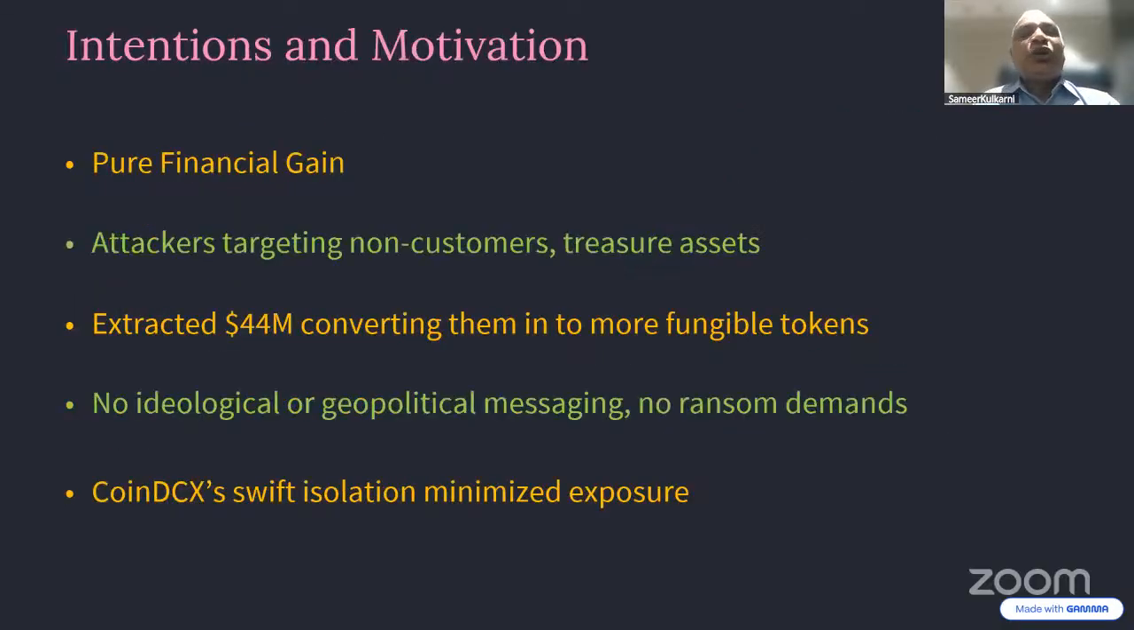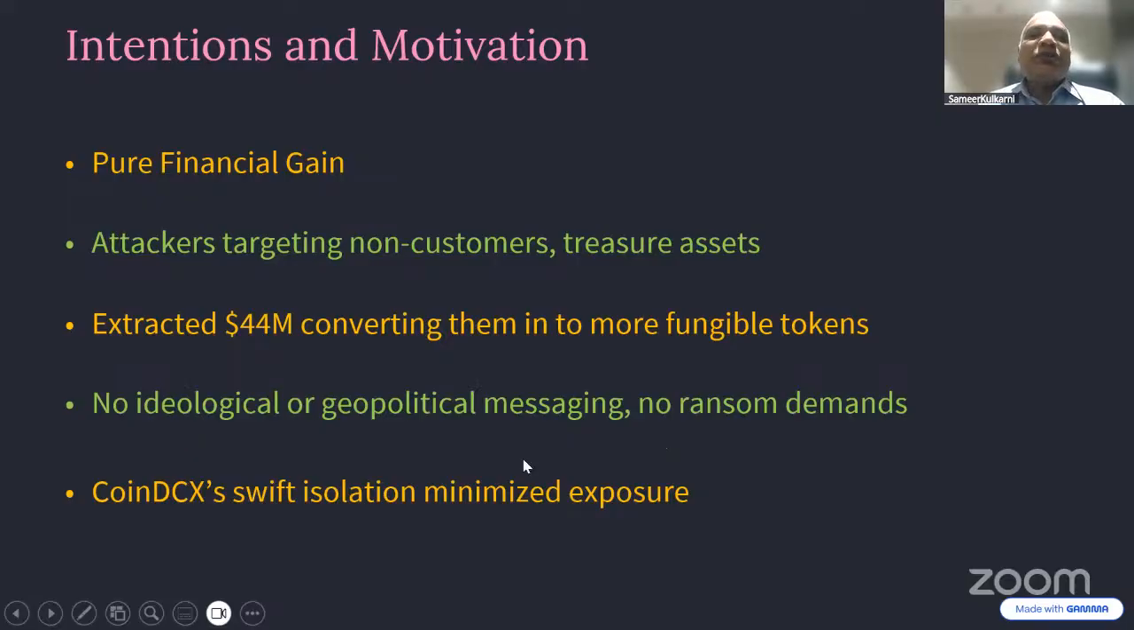Now coming to the intentions or motivation of the hacker. What we have noticed is that it's pure financial gain. Why do we say that? Because the attackers targeted non-customer assets, only the treasury, the operational account which was used for liquidity management, right? They extracted almost close to $44 million, converting it into more fungible tokens, as we have seen earlier, Solana, then Ethereum, through Tornado Cash. There was no ideological or geopolitical messaging, and there were no ransom demands, right?